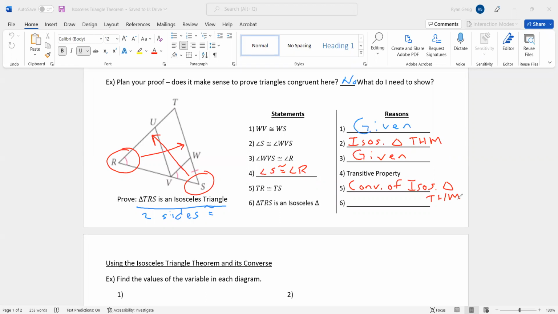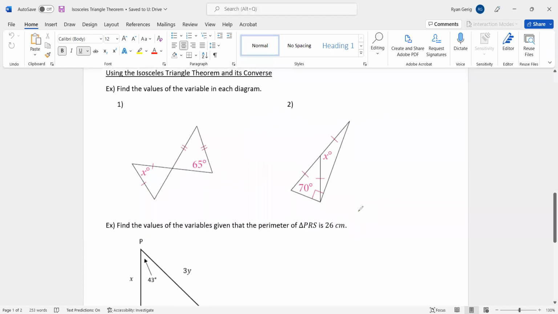Okay. And now I can say by the definition of isosceles triangle that this is an isosceles triangle. It's definition because I have two sides congruent. Okay. So am I going to ask you to do that? Probably not. More of what you're going to see with this lesson is what you're about to do here. Find the values of the variables. Okay. So you're going to be using these theorems a lot in this lesson, obviously.